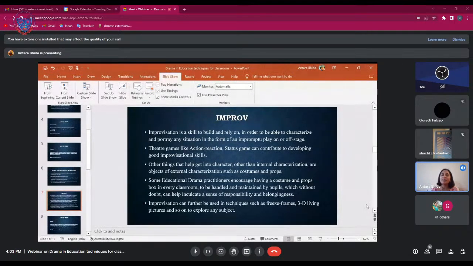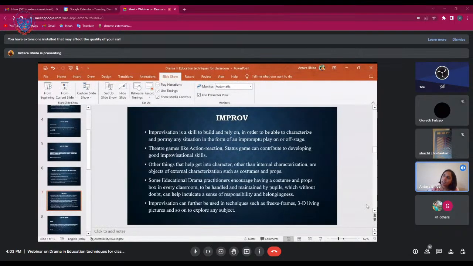Then it will also make them feel responsible. It's like their own property, right? The class property. They'll try to protect it if someone is trying to break something. Some students may. They'll be protective about it. They'll be like, no, don't break it, it's ours. It will develop a sense of responsibility and belongingness also. Okay.